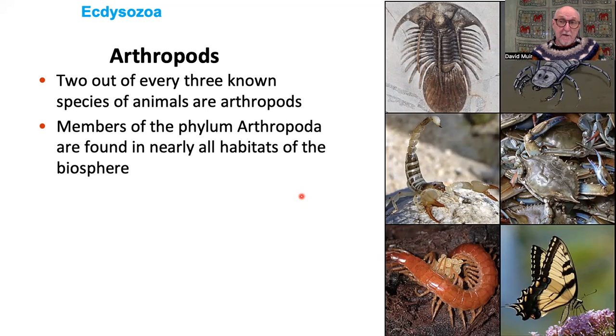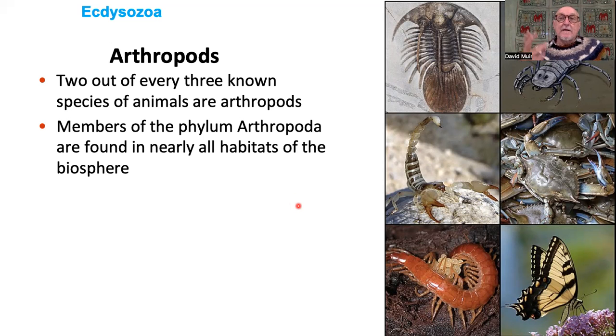The first are the crustaceans. The second are the insects. And those 2 groups, the crustacea and the insects, are hugely diverse and occur in many, many, many different kinds of habitat all around the planet.